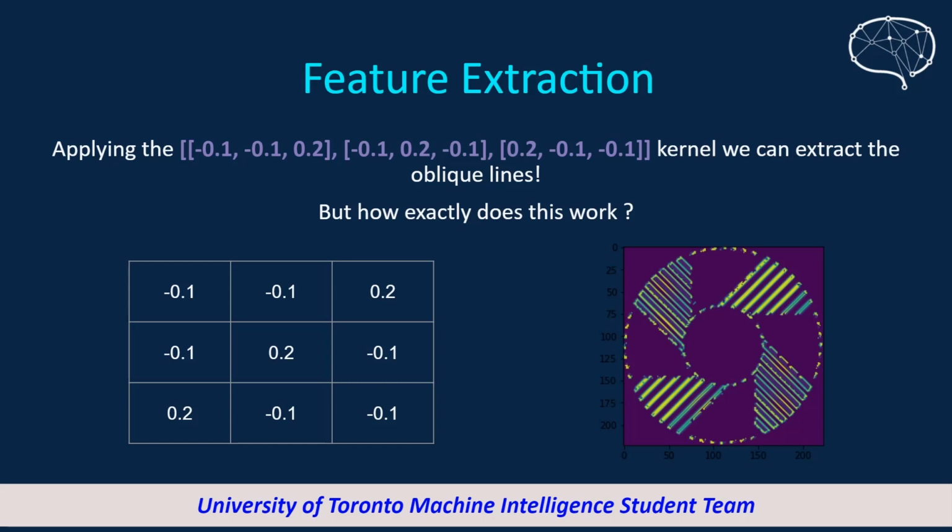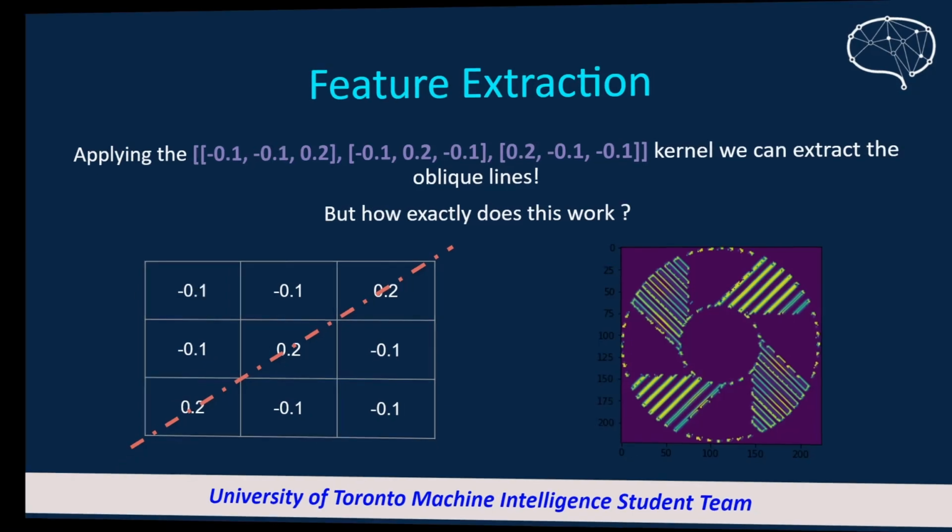But how exactly does the kernel enable us to detect the oblique lines in this example? Can you see the symmetry along the red line? And notice the fact that the values on the line are marked positive, while the others are marked negative. Hence the emphasis is on those pixels that align with the diagonal. This should have given you a better idea of how these features are extracted.